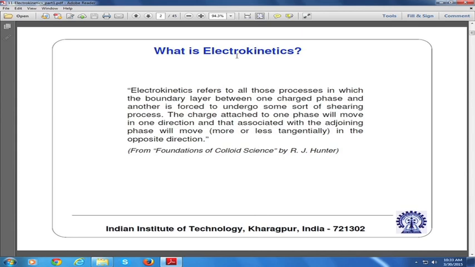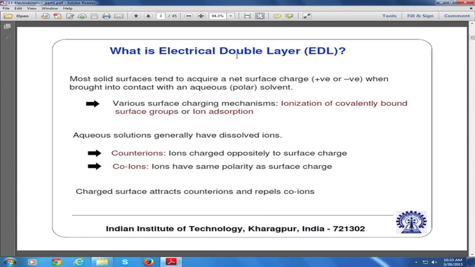This is just a qualitative remark, but frankly speaking, it doesn't give too much information about what electrokinetics is all about. So, we will start with some of the basic issues. One of the important considerations of electrokinetics is the formation of a charge layer close to the fluid-solid interface. So, the question is first, what is this charge layer?